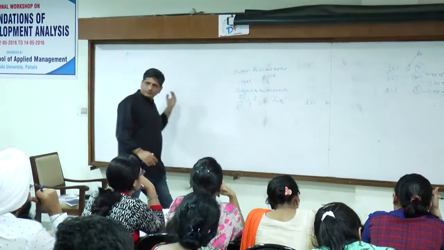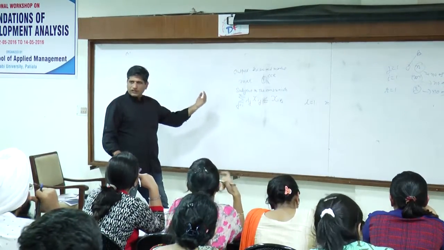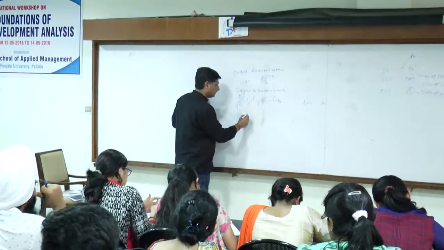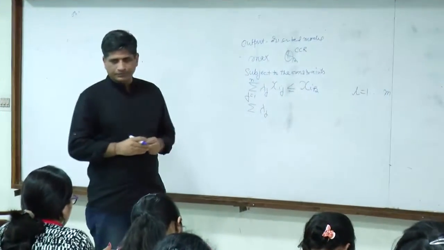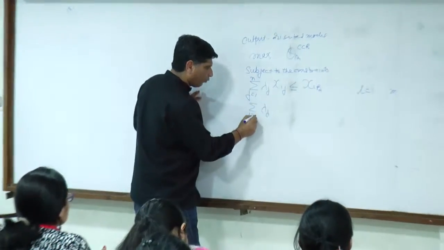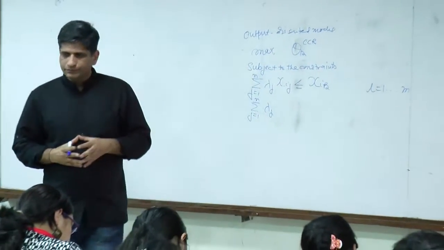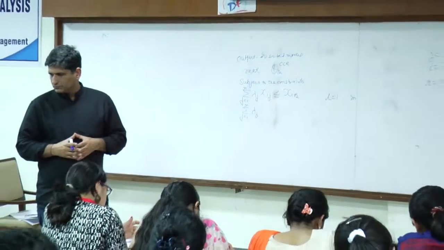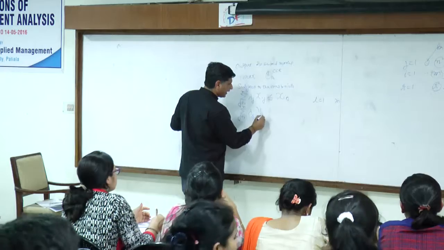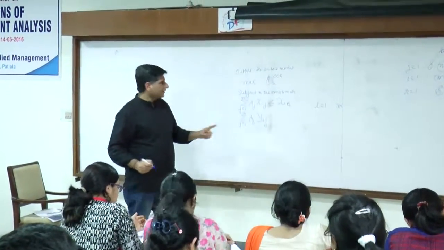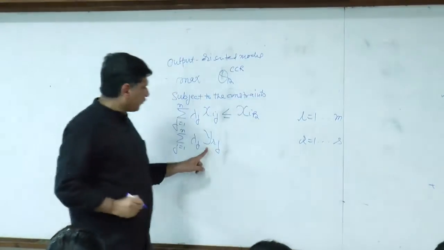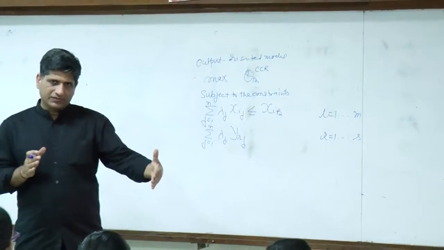Here we have the input quantity of all the forms, with the expression lambda j. And you know that j varies from 1 to n. And y r j. So please note that this r varies from 1 to s. Therefore, this is not one constraint, these are the s constraints.